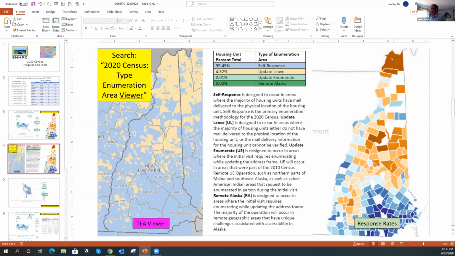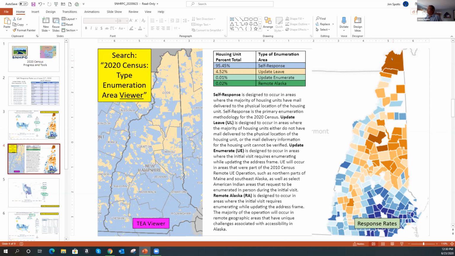Now, updated leave was started on March 8th, and then it was discontinued on March 15th, and less than 10% of the state was covered. Updated leave was started again this month, and we were at 78% as of last Friday, and I should get another update today that we should be getting close to 100%.